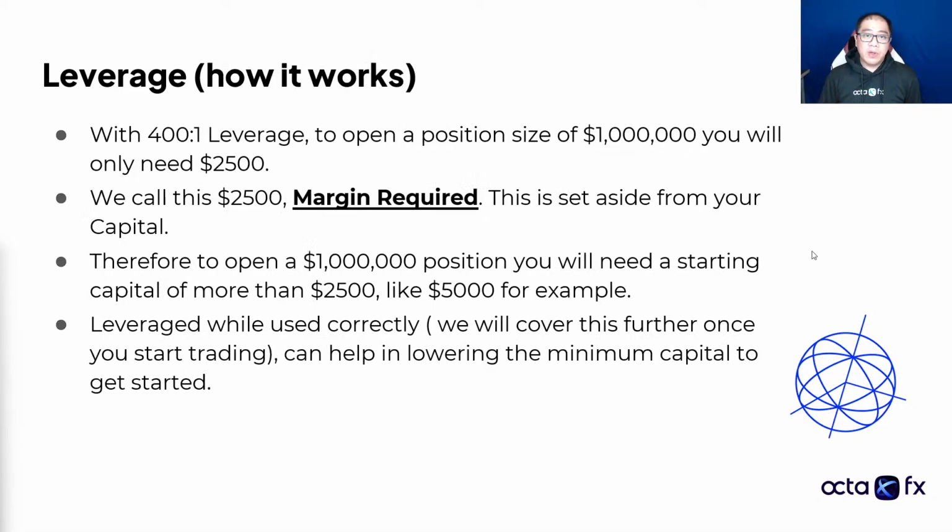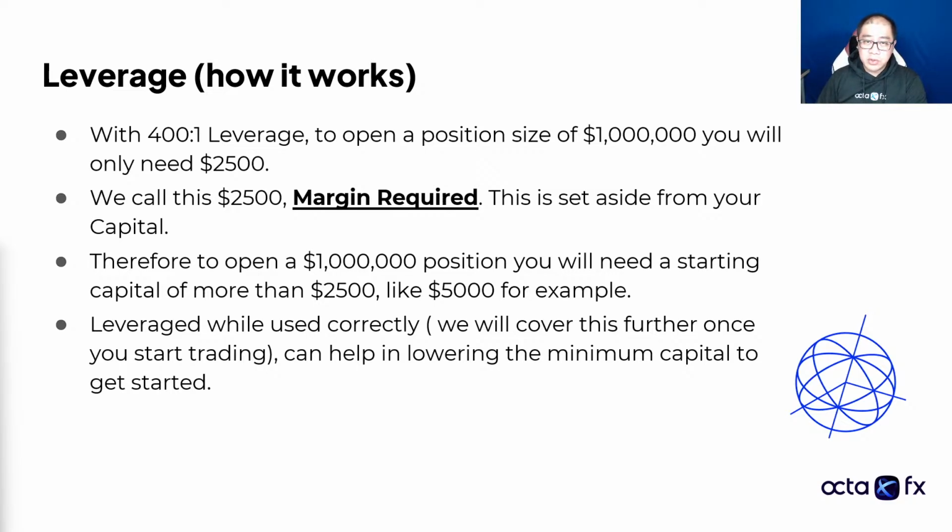Let me give you an example with 400 to 1 leverage. To open a position size of 1 million, you will only need 2,500. Now remember back a few slides, I said it used to be reserved for the wealthy, because if you trade unleveraged, you need to have $1 million to do the same trade as in this example here. But through the wonders of leverage, you only need to have 2,500 to open the same position. That is 1 million, as if you are unleveraged. Okay.